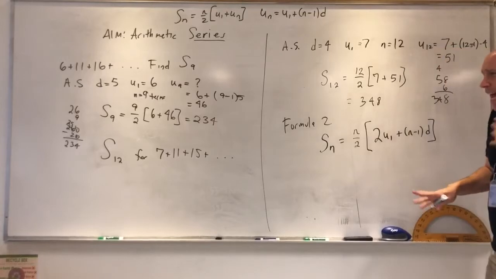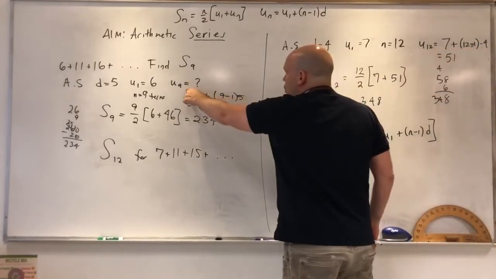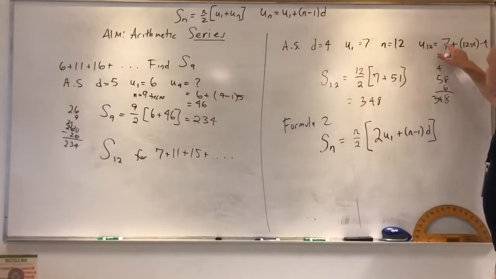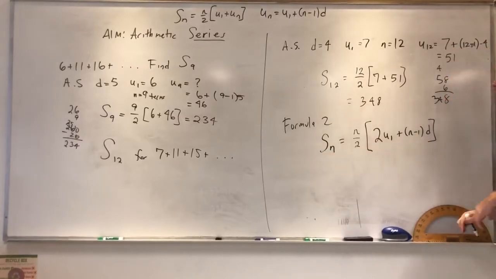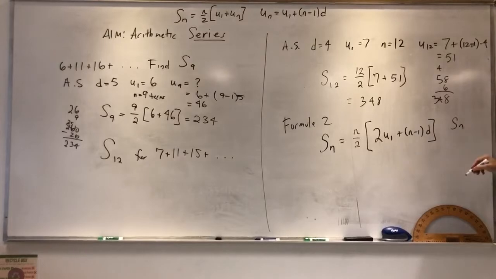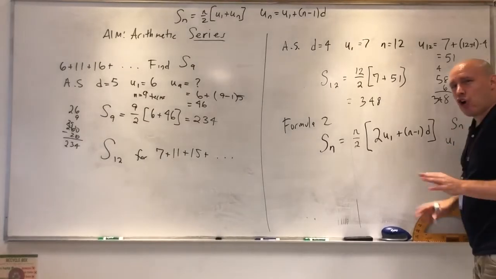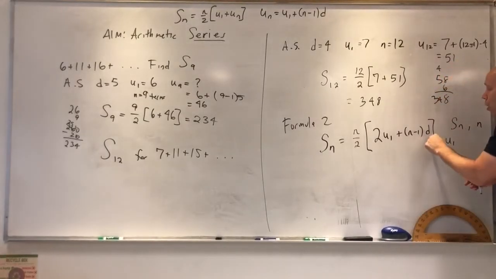Sometimes I get lazy and I don't feel like finding the 9th term, or the 12th term. Let's look at what this formula asks for. Once again, you have the S of n, you have the n, you have the u of 1, but it's not asking for the last term anymore. It simply says, what's the common difference? We'll take you there.